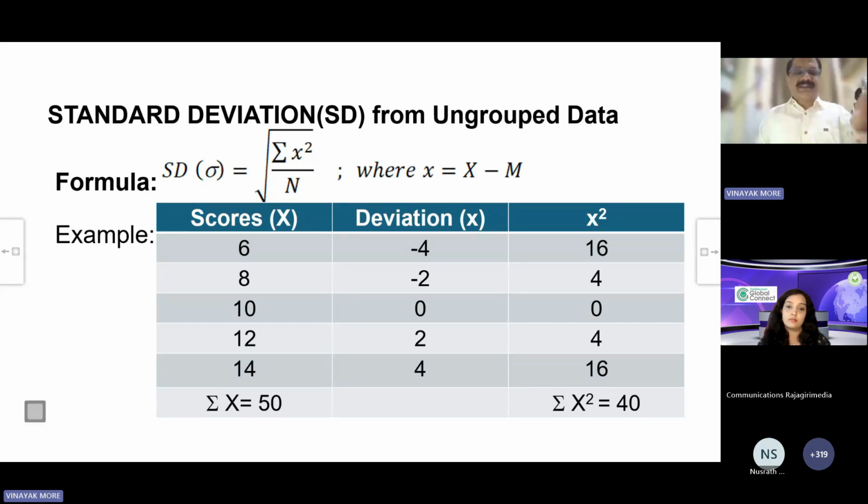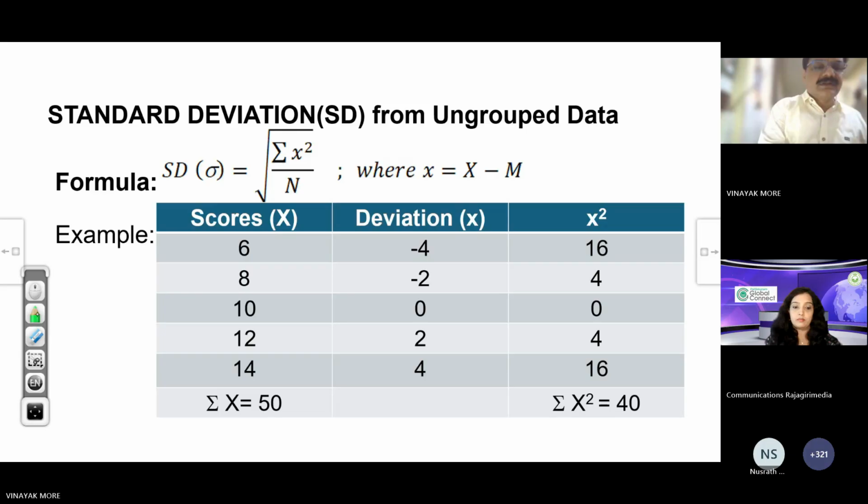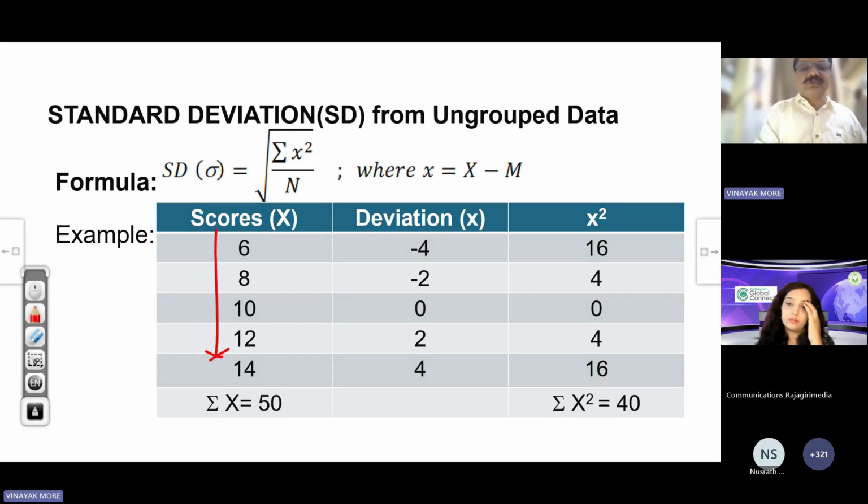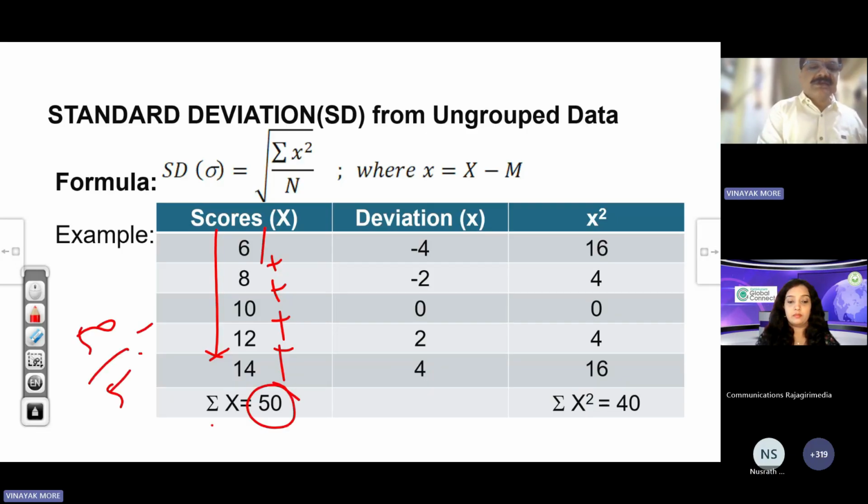In this case, if the data is ungrouped, it means the students are there. Suppose there are 5 students and these are their scores. Then you have to find the mean of this. How can we find the mean? You add 6 plus 8 plus 10 plus 12 plus 14. The summation is 50. 5 numbers are there, so 50 divided by 5. So the mean is 10.